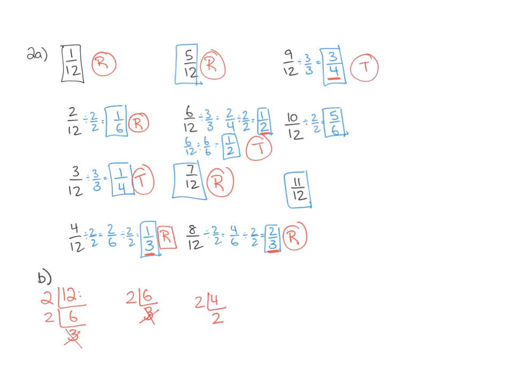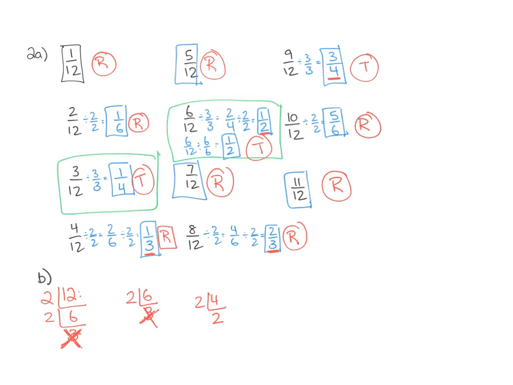6, we've already looked at over here, and it has a 3, so it is repeating. 12ths also has a 3, so that is repeating as well. So our only terminating decimals are 3/12, which is 1/4, and 6/12, which is 1/2, and 9/12, which is 3/4.